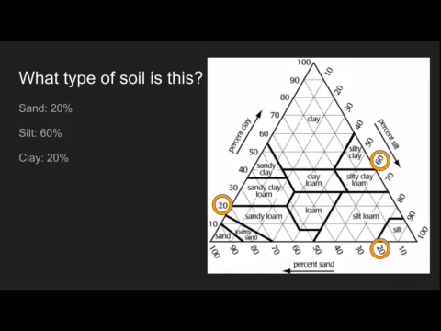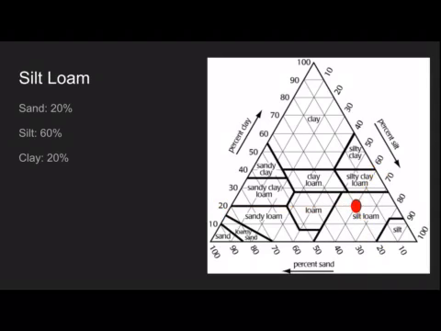Next, you would draw your lines across the triangle. And ultimately, these three lines converge at one point. And this is the point where you would mark your dot. Depending on which box that point where the lines converge falls in, that would be your type of soil. So in this example, we have a silt loam soil.